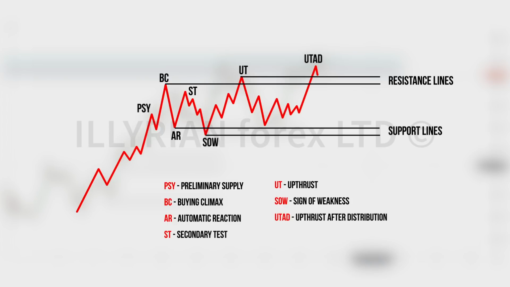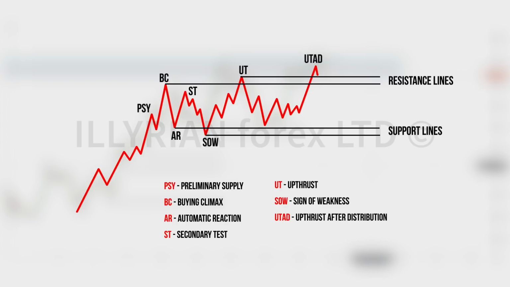UTAD, upthrust after distribution. It's the distributional counterpart to the spring and terminal shakeout in the accumulation trading range. It occurs in the latter stages of the trading range and provides a definitive test of new demand after a breakout above trading range resistance.